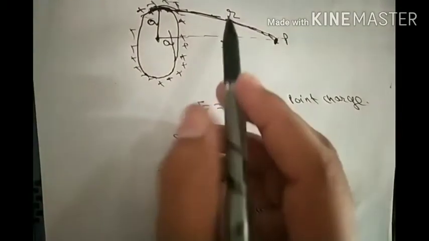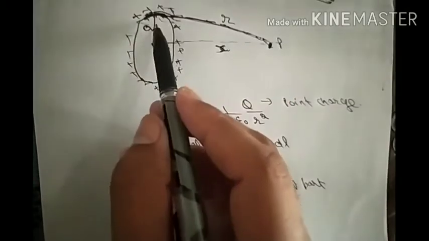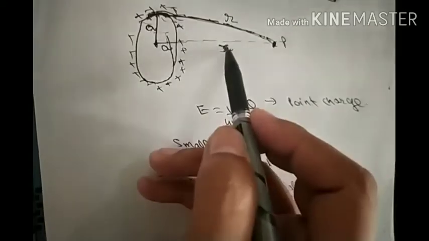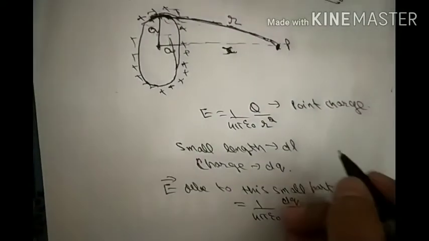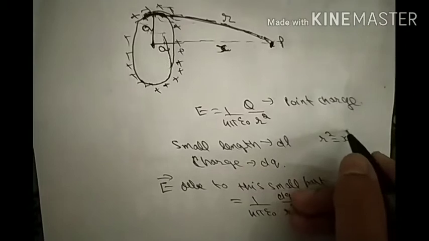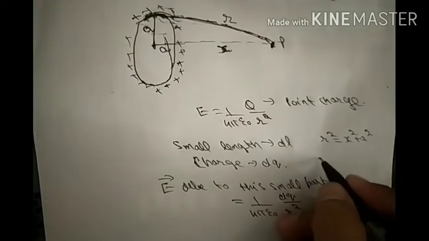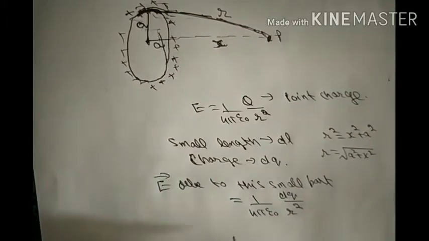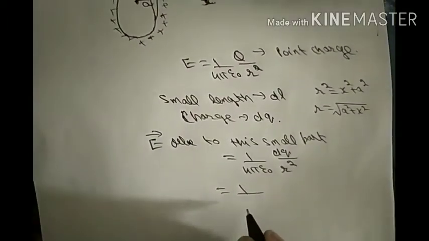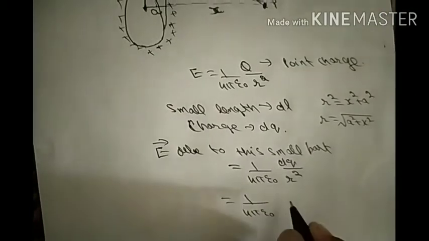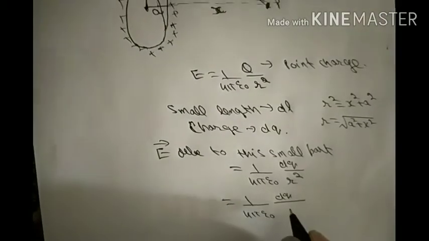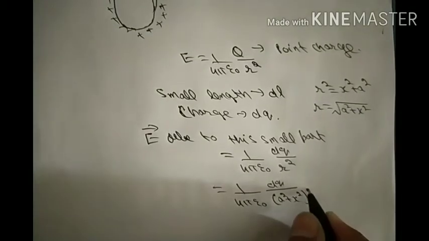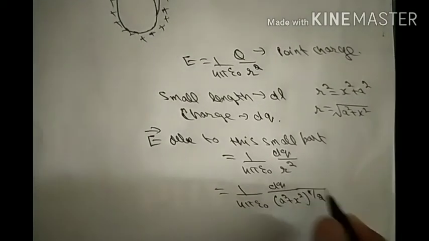And what is the value of r? We don't know, so we can apply the Pythagoras theorem because it is a right angle triangle. So r square is equal to x square plus a square, so r comes out to be the root of a square plus x square. So we can put the value: 1 by 4 pi epsilon naught dq over (a square plus x square) to the power half.